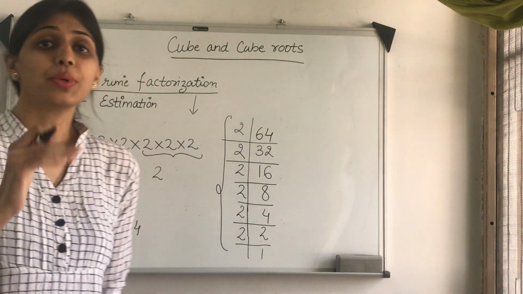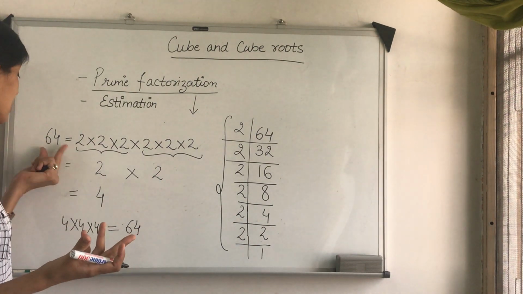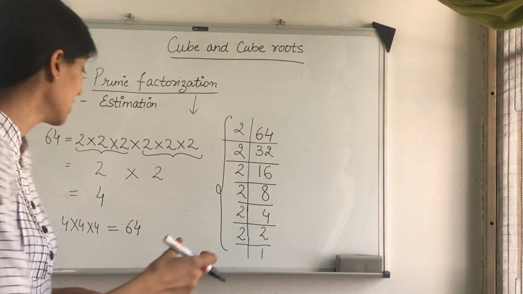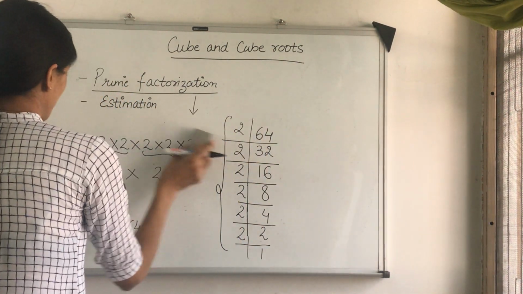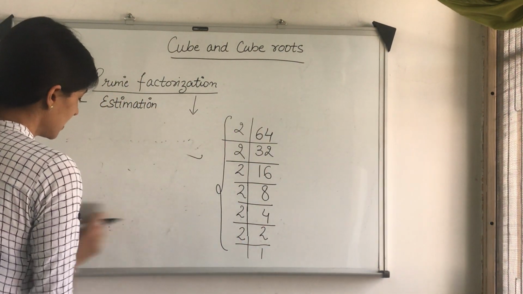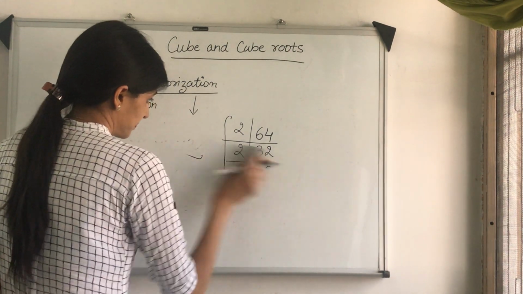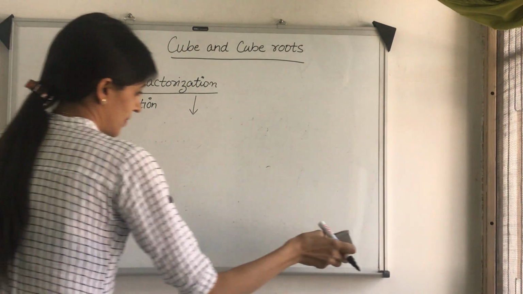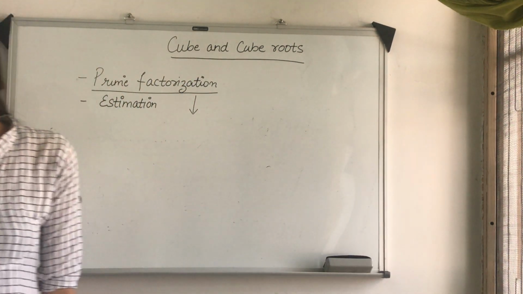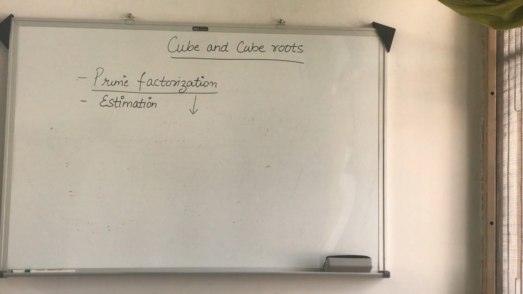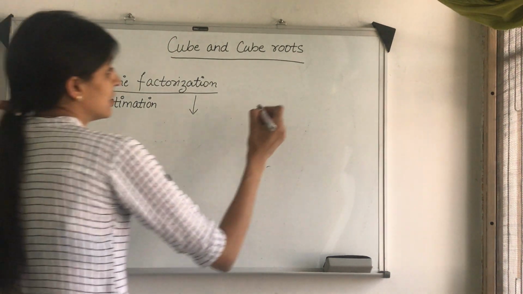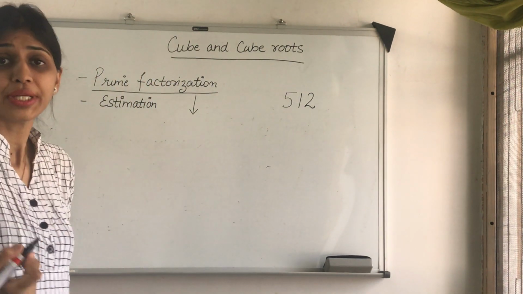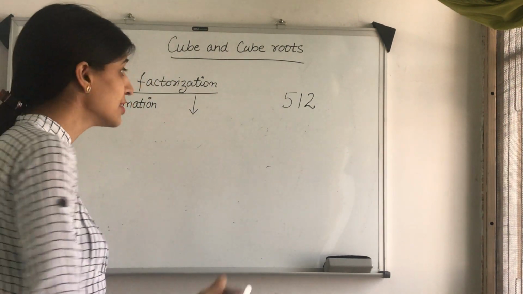So in this way we get the cube of a number. We can take another example. Let's take another example. Suppose we are taking a number 512. First you need to find the prime factors of 512.